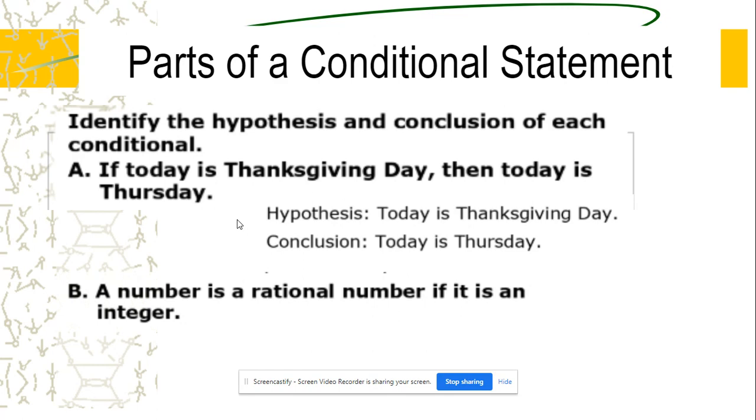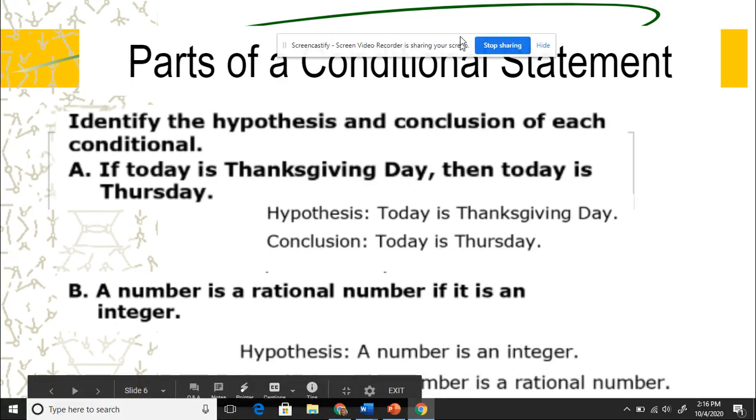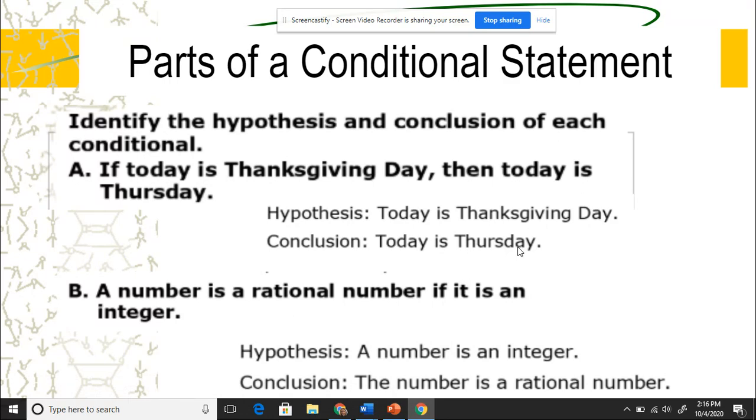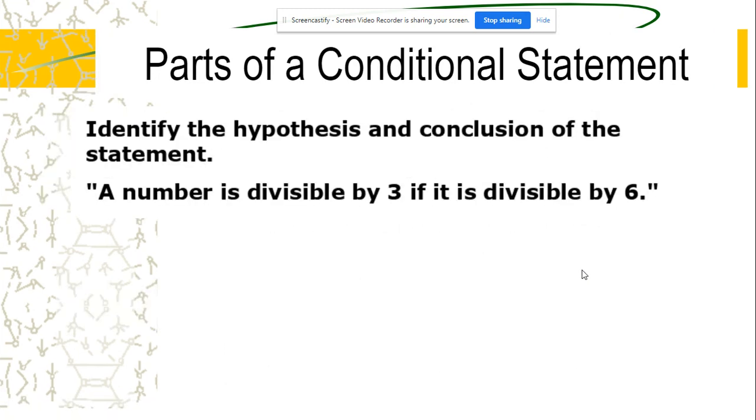Let's look at this. A number is a rational number if it is an integer. So hypothesis, a number is an integer. The conclusion is the number is a rational number. Parts of a conditional statement continued. So let's look and see if we can identify the hypothesis and the conclusion of the statement. A number is divisible by 3 if it is divisible by 6.